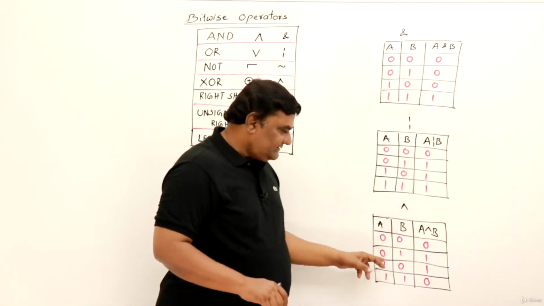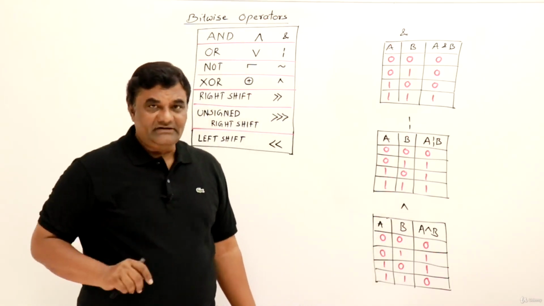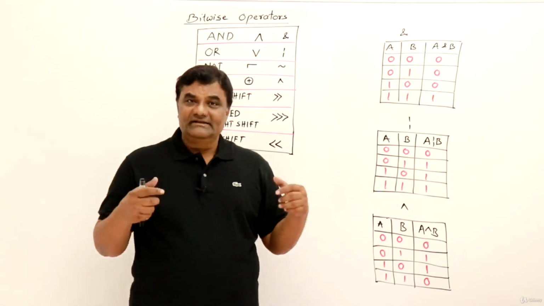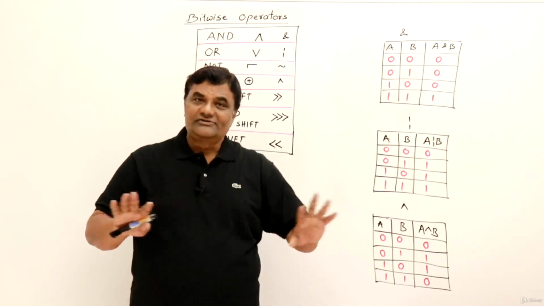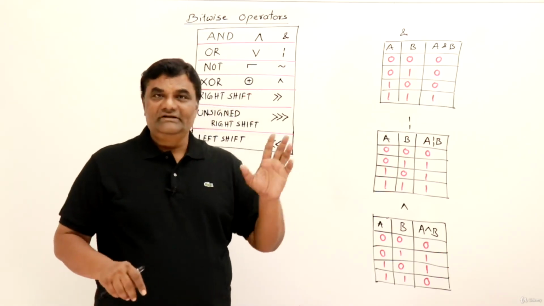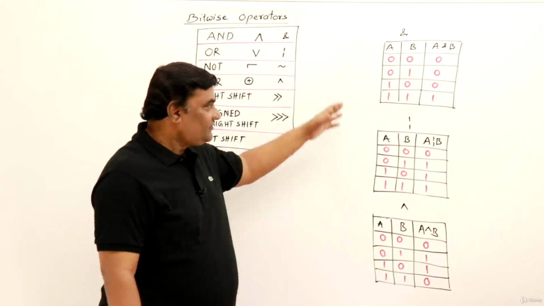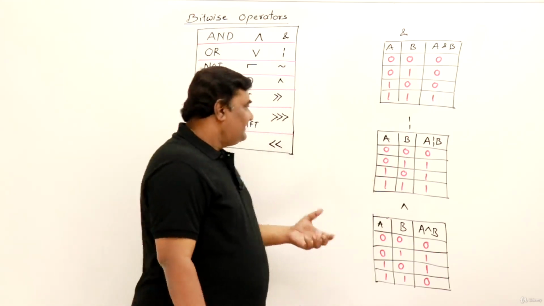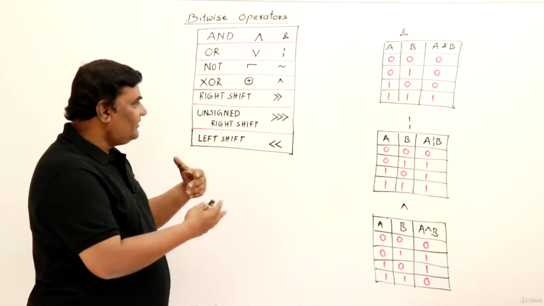Here we have two bits. In this, if any one of the bits is 1 and the other bit is 0, then it is 1. If you have multiple bits, then only one bit should be 1 and the rest of them must be 0, then only it is 1. So this is the XOR table. So we have a truth table for these three. Then left shift and right shift are remaining. These work on shifting of bits.